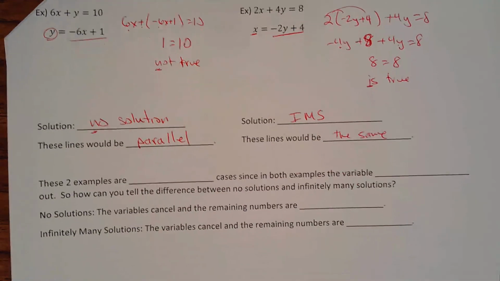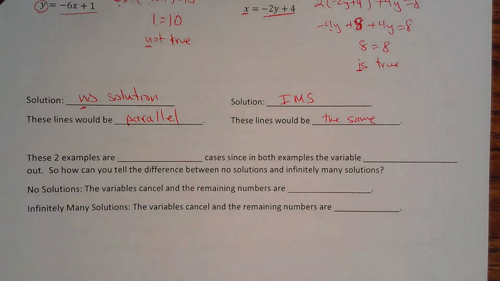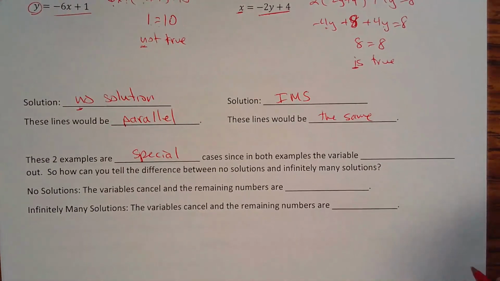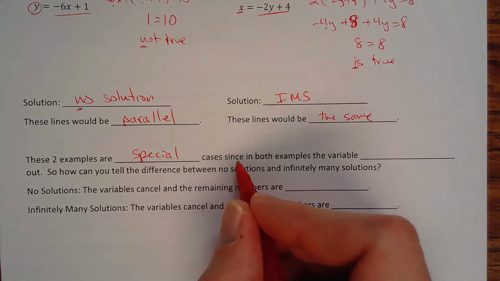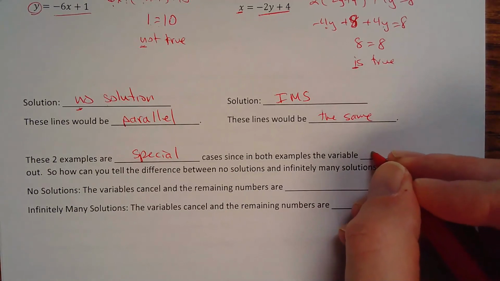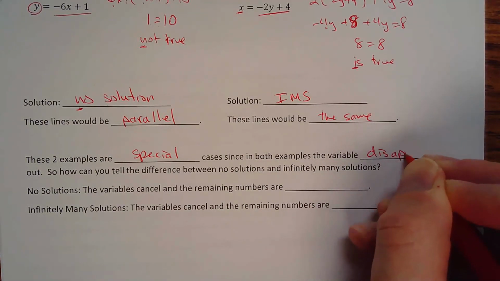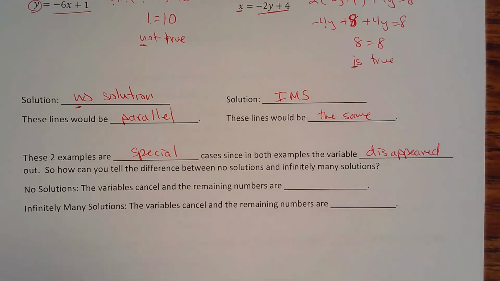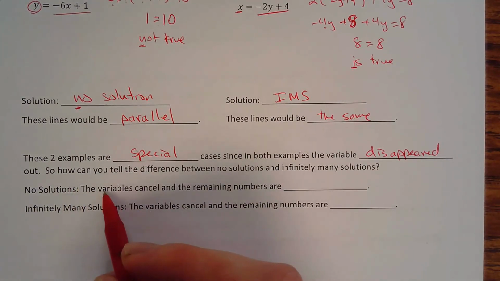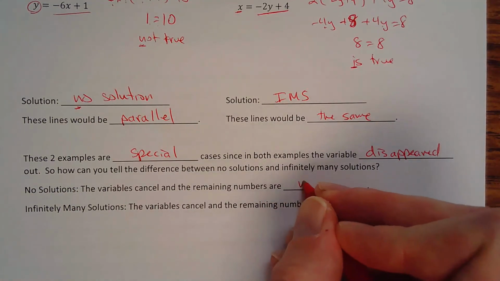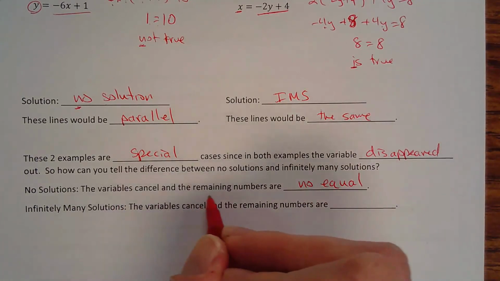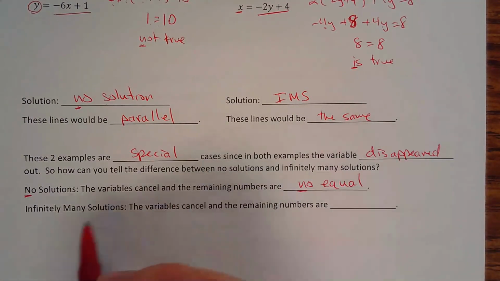Okay? So these two examples are special. They are special cases. Okay, the mom told them they were special. In both examples, the variables disappeared, or they canceled out. They wipe each other out. The difference is, if there's no solution, the variables cancel and the remaining numbers are not equal. Okay, so no solution, not equal.